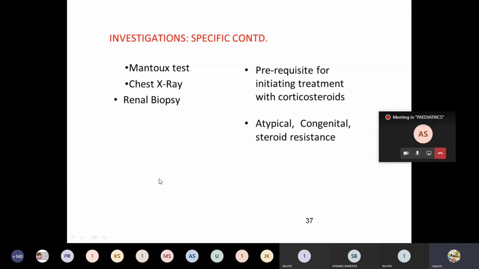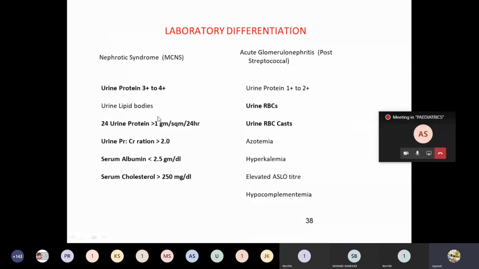We'll do a routine chest X-ray. We'll do prerequisites for urine, as I already said, before starting treatment. Certain atypical nephrotic syndromes, and congenital nephrotic syndrome in children less than 6 months old, and some cases of steroid resistance, where even if you start steroids for 2 to 3 months it doesn't respond: in such cases renal biopsy is indicated. If atypical, meaning persistent hypertension, increased potassium level in the body, as well as persistent massive proteinuria in nephrotic syndrome, you will go for renal biopsy. These are the indications of renal biopsy.